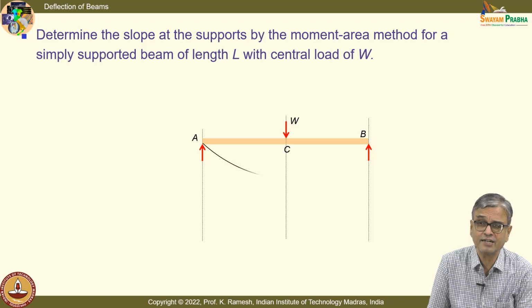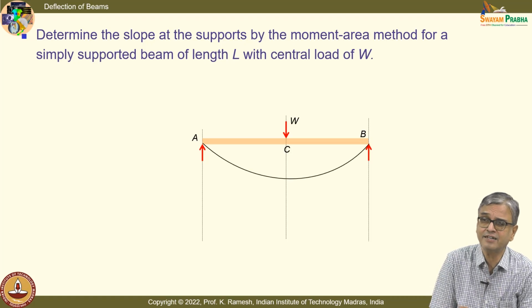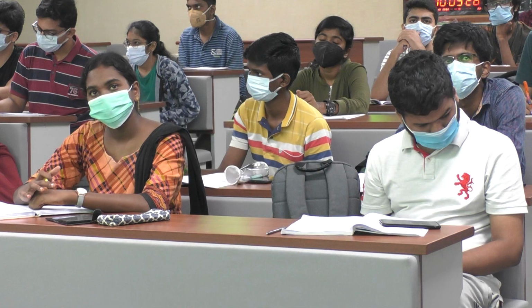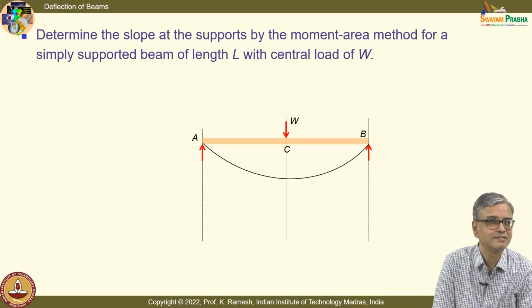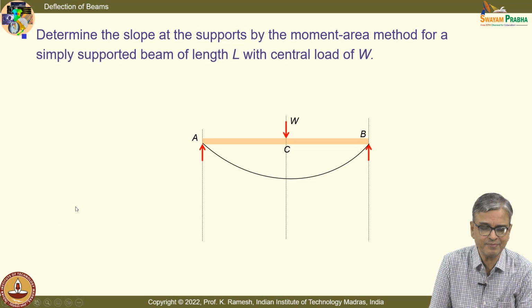This we know the answer already, isn't it? What is the deflection at the load application point? What is the maximum deflection at the load application point? We have solved it, I think, last class. WL cube by 48 EI. Okay. So, we have to get the same thing by this method also.